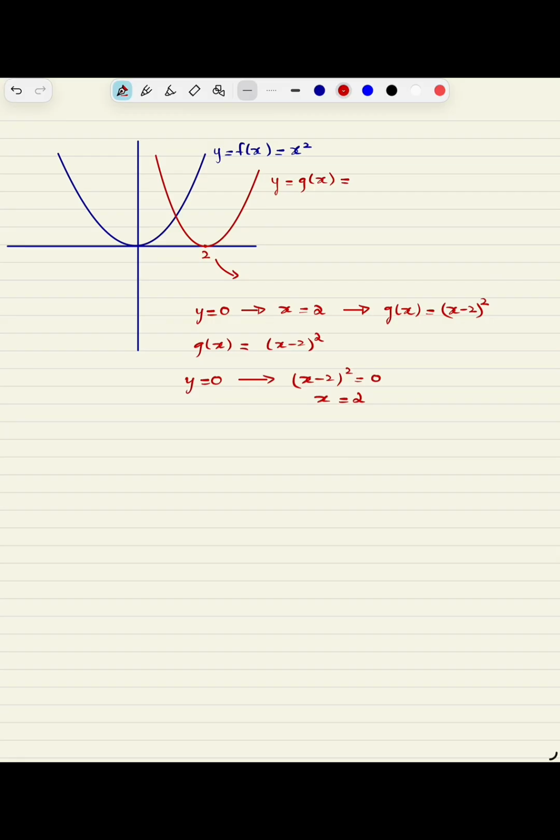So can you see, if I substitute x plus 2 instead of an x in this function, what I'm doing is essentially plugging in the value x plus 2 in the function f, and that gives me (x plus 2) whole squared.